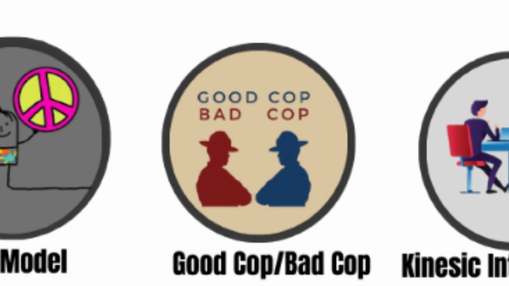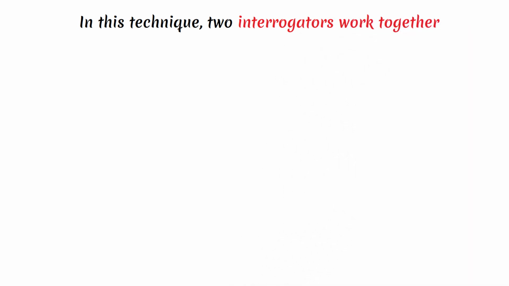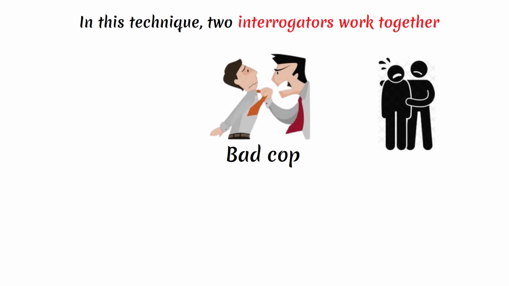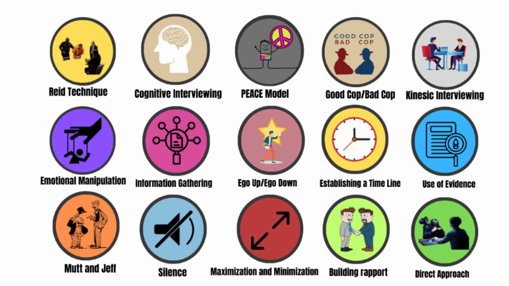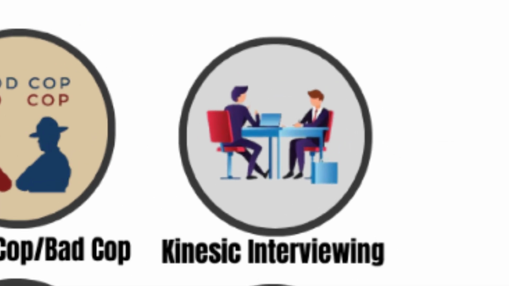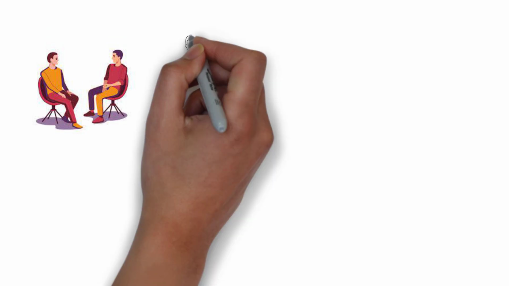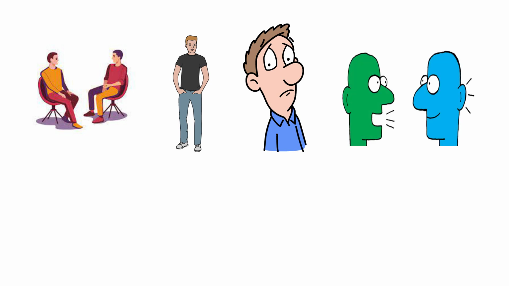Good cop, bad cop. In this technique, two interrogators work together. One is aggressive and confrontational, the bad cop, while the other is sympathetic and kind, the good cop. This contrast is meant to confuse and wear down the suspect, making them more likely to confess to the good cop.